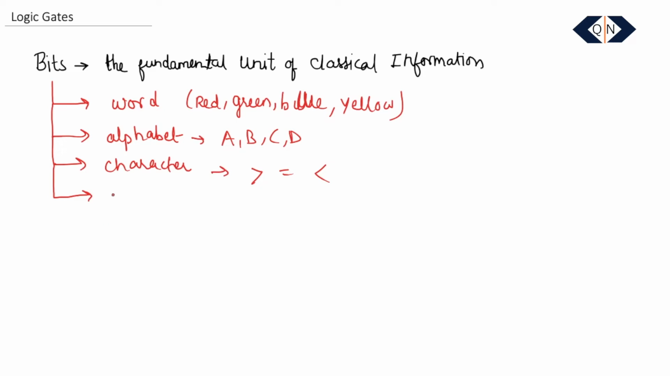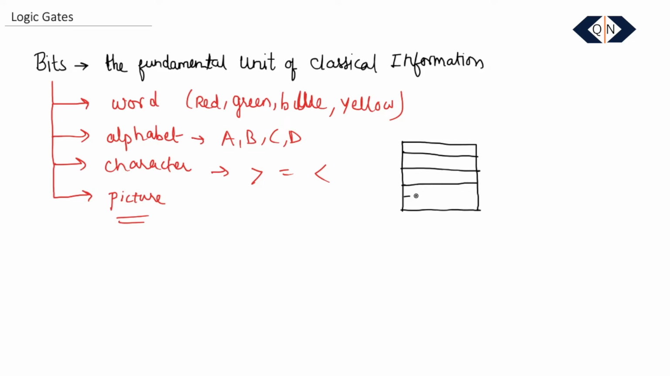and we can also encode pictures. Yes, this is a new thing. We can also encode pictures with the help of bits. How do we encode a picture? Let me take a very simple example of a binary image. So suppose this is an image. It is divided into pixels. So let's suppose these are pixels. A pixel is a small unit.